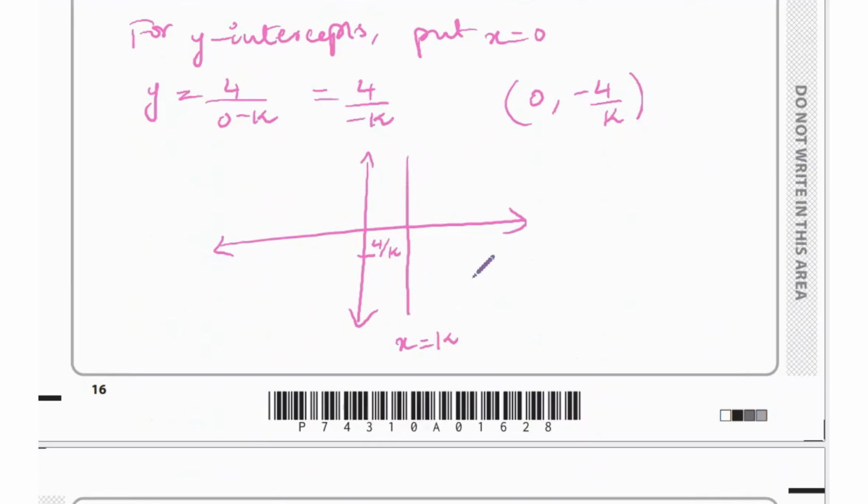x equals k is our asymptote, which means our graph cannot pass through this. And since there is no x-intercept, that means it's not going to cross the x-axis as well. So it's going to be like this. And then over here, it's going to be like this. It's not going to cross the x-axis. It's not going to cross x equals k. It's going to be above or below it like this. So this is your graph for the given equation.